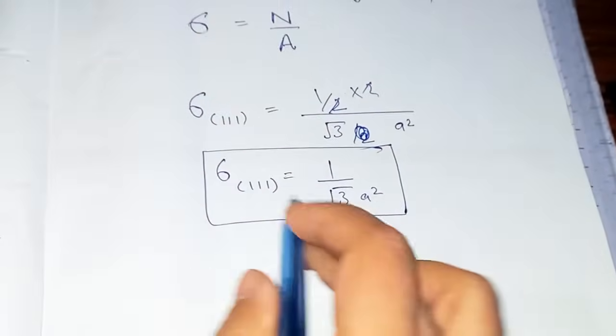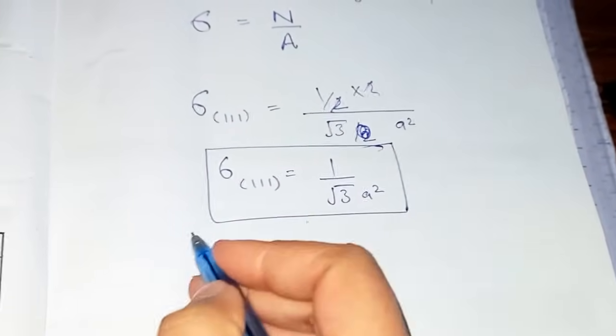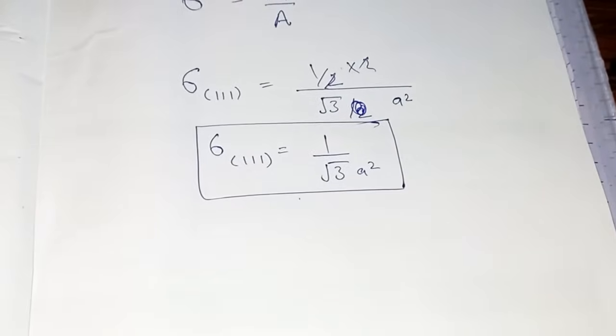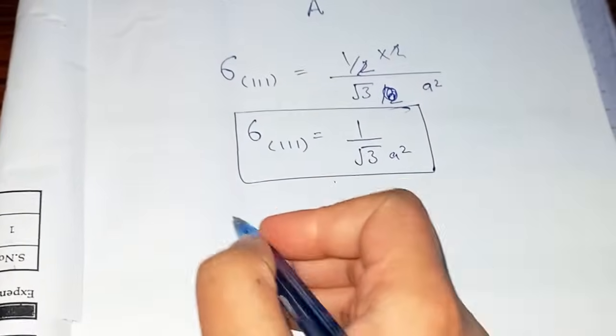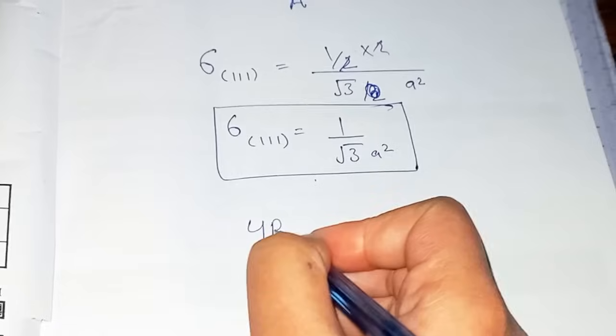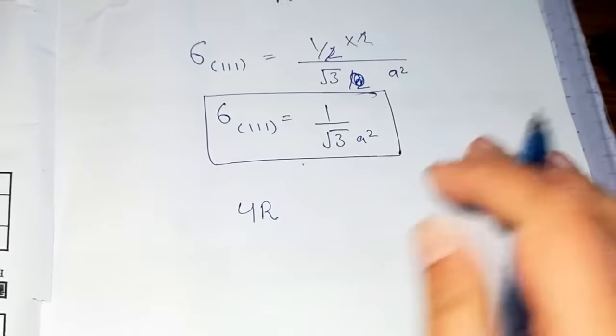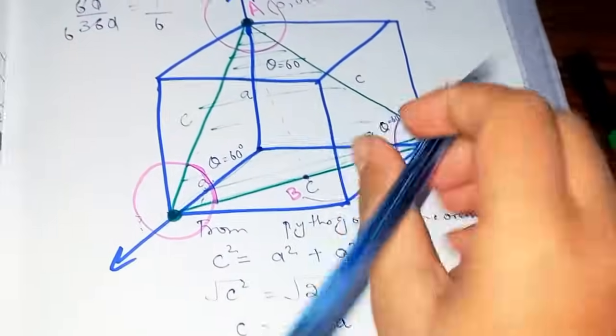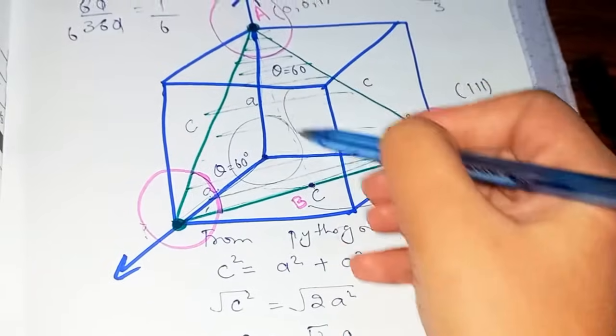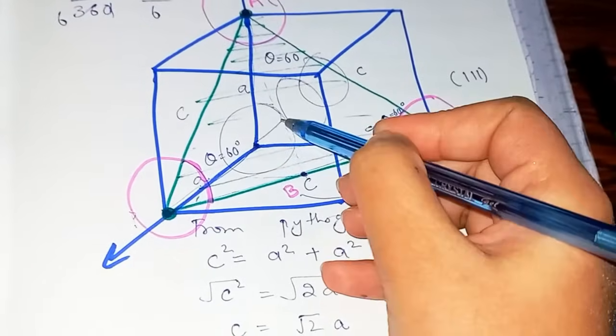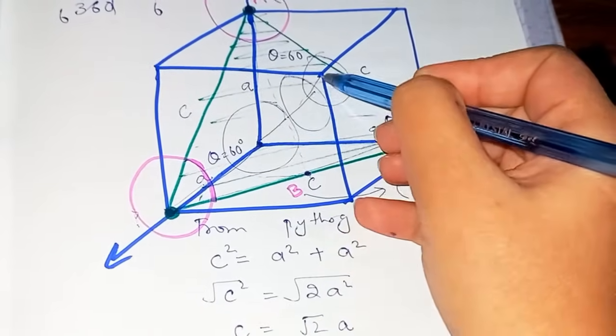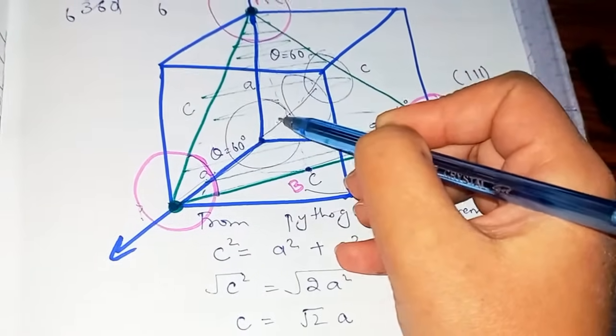Alright, so this is the formula in terms of lattice parameter, and we can convert it into atomic radius. For that purpose, we know that the diagonal length is 4r. Since all the diagonal atoms are connected to each other, this is r, this is 2r, and this is another r. So r, 2r, r is 4r.